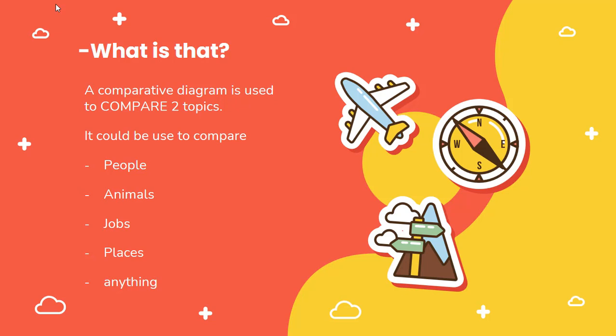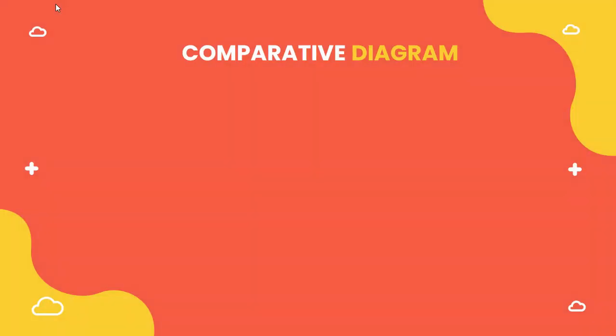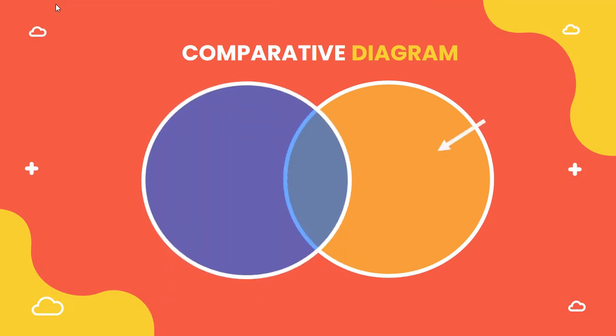Estos topics, it could be about anything, okay? For example, people, animals, jobs, places, cities, anything, okay? So, okay, that's a comparative diagram. Okay, ¿cómo se ve un comparative diagram? It looks like this. Tal vez tú lo has visto en tu clase Spanish o en tu clase de Science.